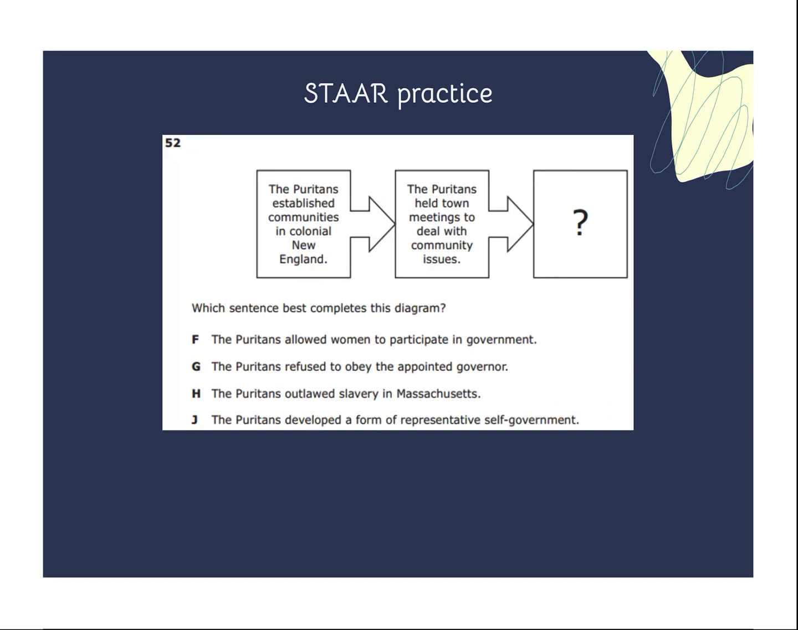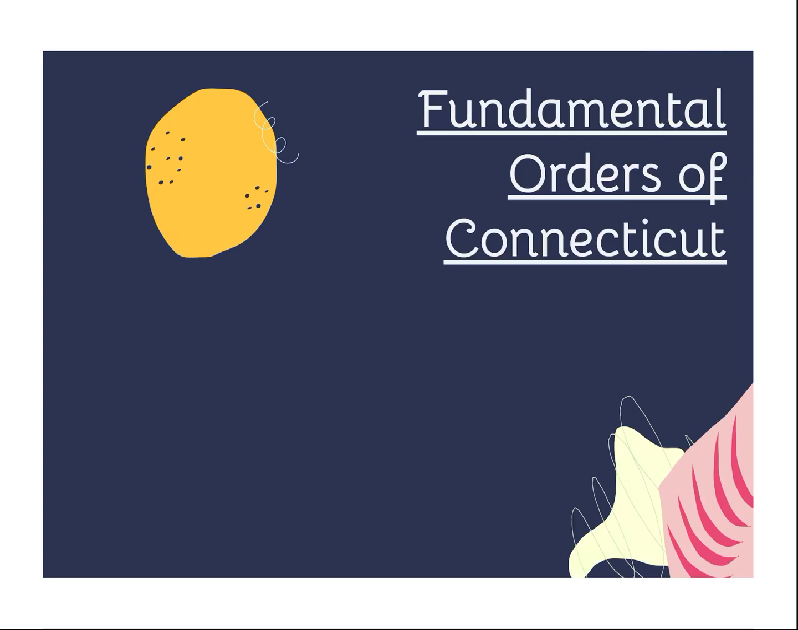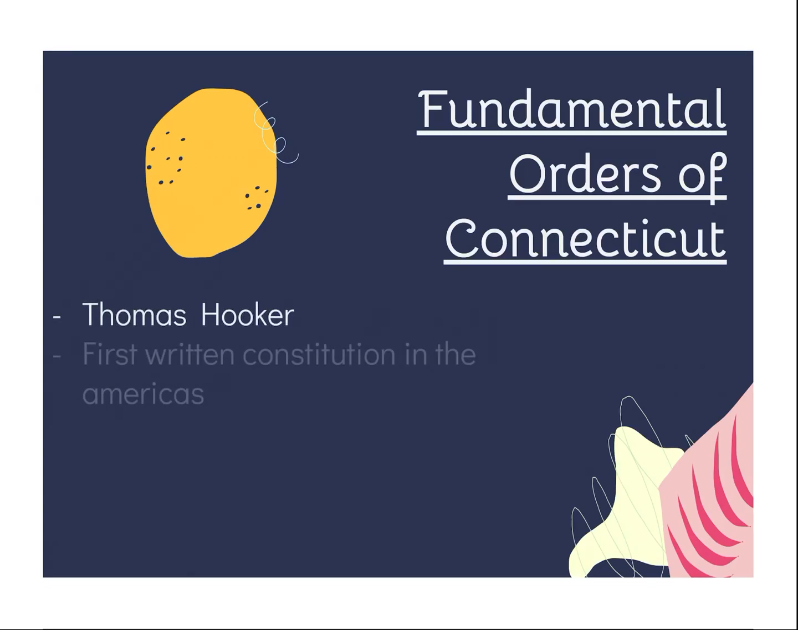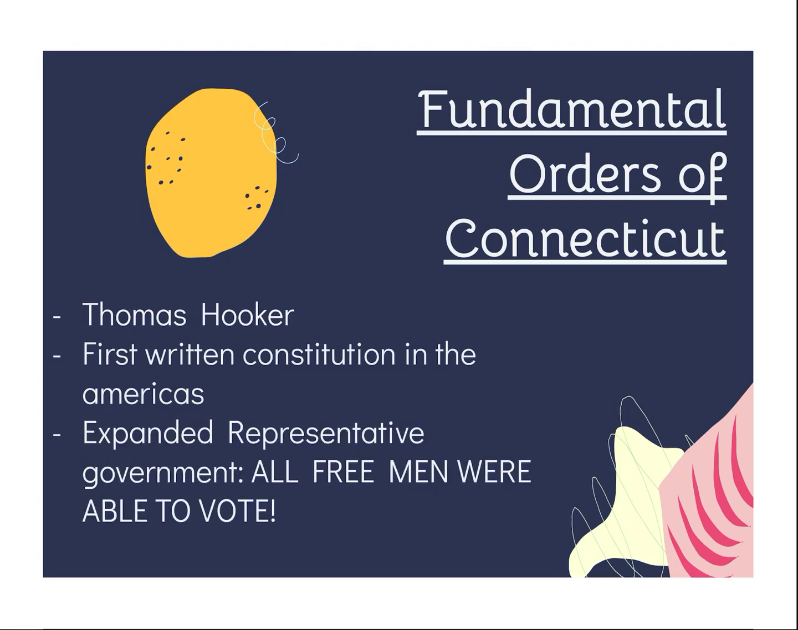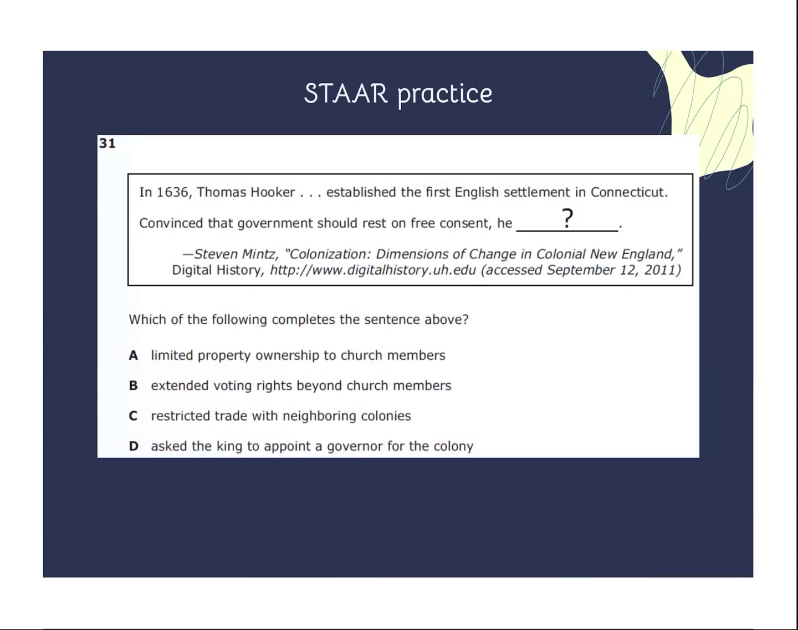Here's another star. The Fundamental Orders of Connecticut was written by Thomas Hooker in Connecticut. It's the first written constitution of the Americas, and it expanded representative government. All free men were able to vote, not just the ones in churches. So it did separate the church from the state, also known as separating religion from government. Here's a star question.